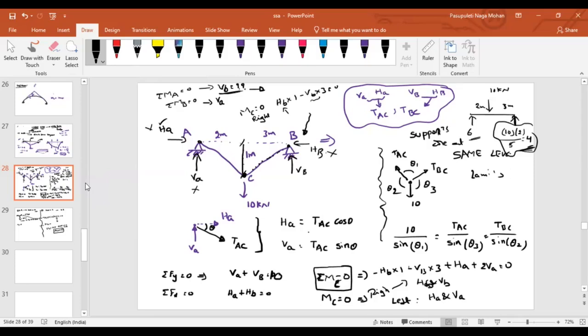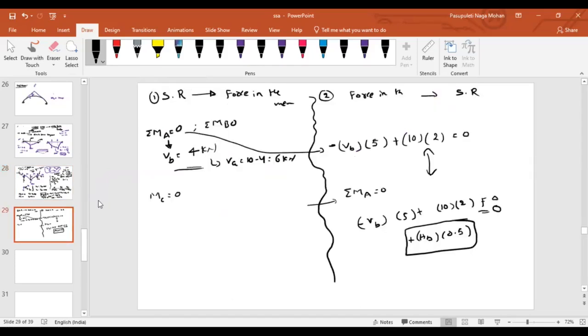Now what is the moment equation? Because of this HA into 1, VB into 3, both are anti-clockwise. Minus HA into 1 minus VB into 3, that will be equal to 0. That implies HA will be VB into 3, minus 3 VB. VB is nothing but 12. What is the direction?